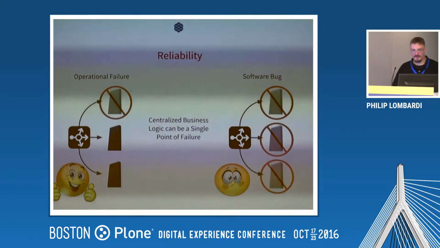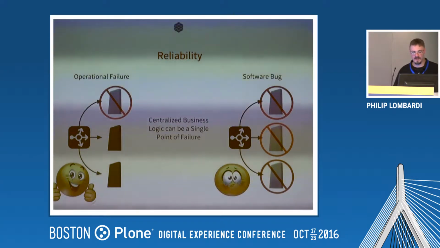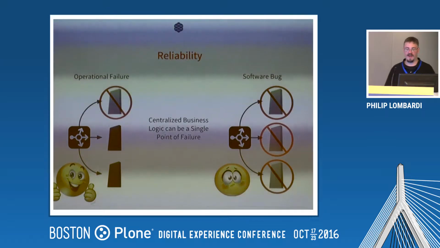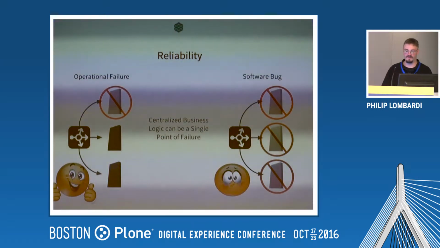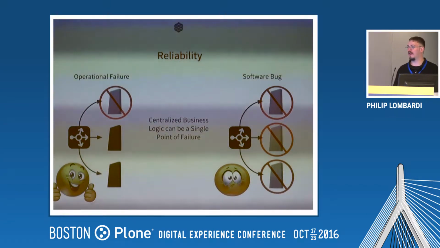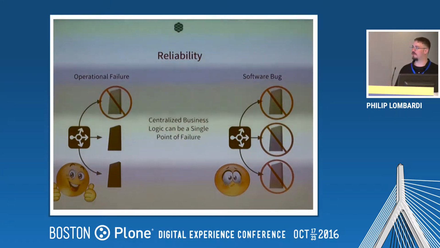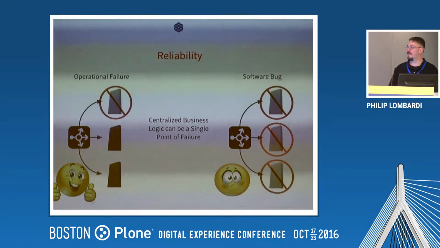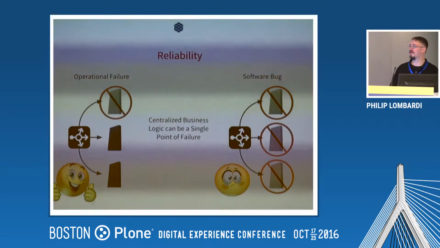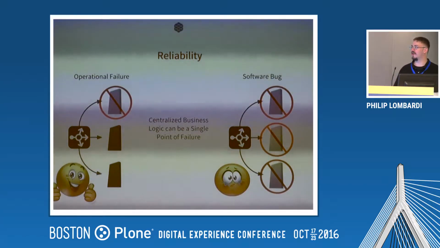So let's talk a little bit about reliability. In your classic system, you hit a load balancer and you talk to any of these monoliths. But centralized business logic is really a single point of failure. It's actually not a case where you hit that load balancer and you go to a single failing node and then you go to healthy nodes. More likely that bug is actually manifest in all of those nodes. So it's actually a full-on failure.